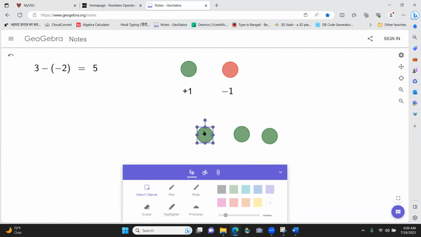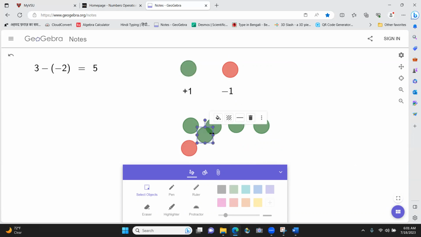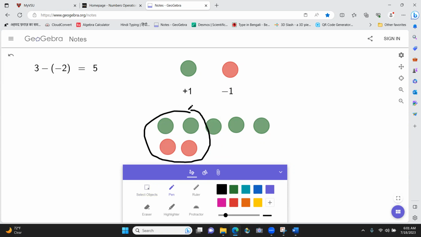Well, easy. If you don't have any red circles, you can always give yourself a pair of green and red, because that's equivalent to 0, isn't it? I added a green and a red circle because together they are worth 0, and you can add 0 to anything. But I need to remove 2 red circles, so I'm going to add another pair of red and green. Now I still have 3 green circles, because this is worth 0. Now I can physically remove my 2 red circles because I have them, right?